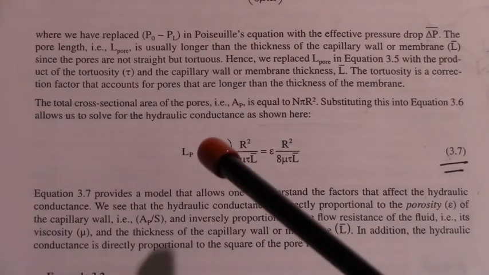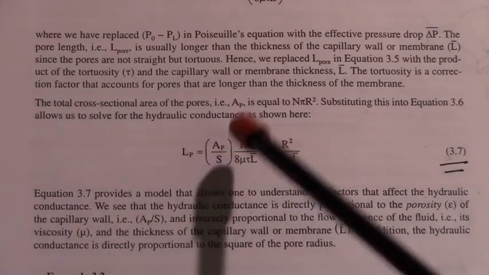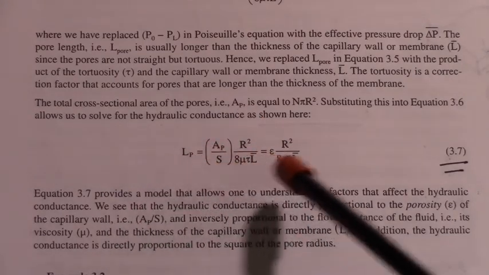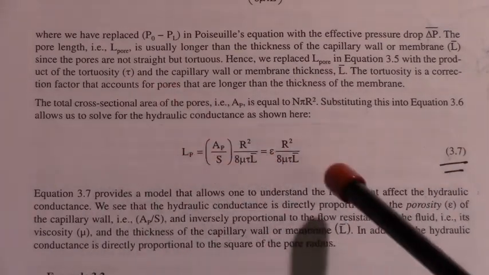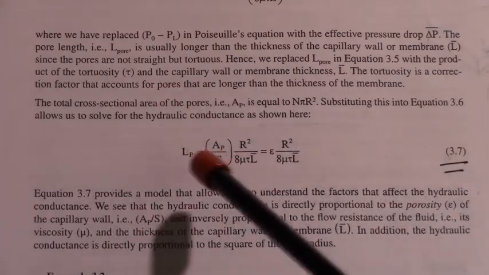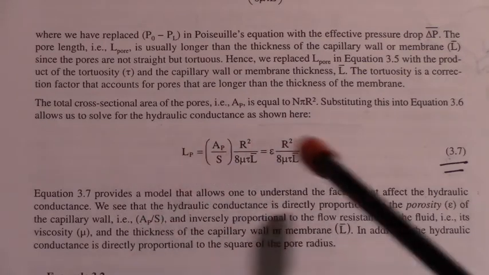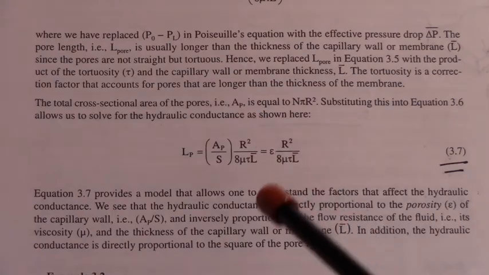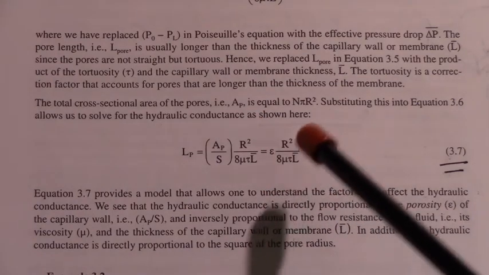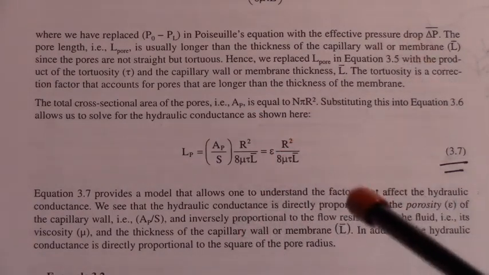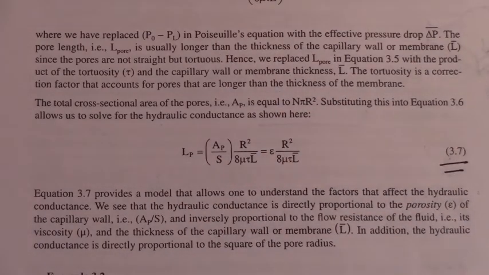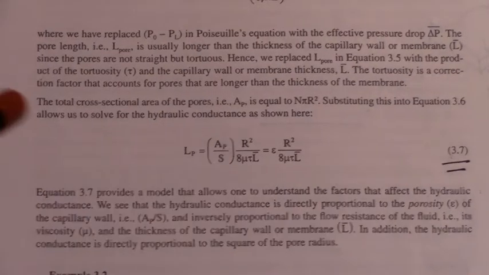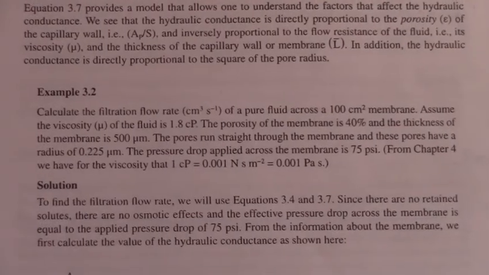So you can see that with AP over S being epsilon, we now have equation 3.7, which is an equation by which we can predict hydraulic conductance if we know the radius of the pores in our membrane, the porosity, the membrane thickness, and the viscosity of the fluid. We can now use that equation to predict hydraulic conductance. So let me illustrate how to use this in this example here.